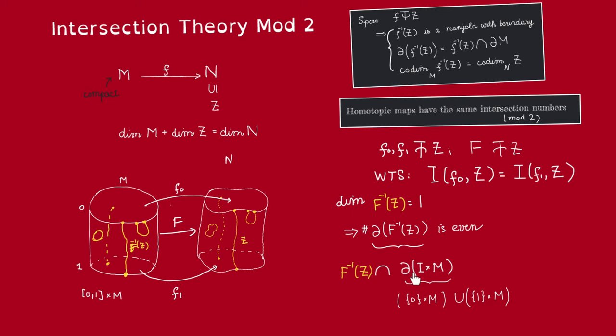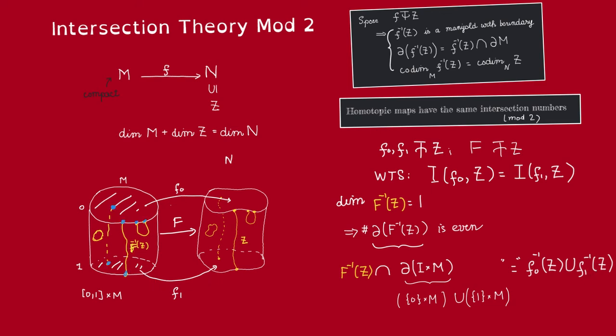But now observe, the boundary of this product is just these two copies of M, the top and the bottom. Right, so the boundary of the preimage of Z is just going to be the intersection of the preimage of Z with these two copies of M. But observe, the intersection of the preimage of Z with this top copy of M is really just the preimage of Z under f0, right? And then the intersection of this preimage with the second copy, the bottom copy of M, is just the preimage of Z under f1.